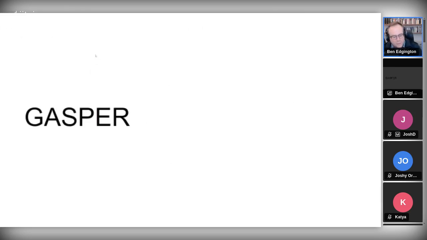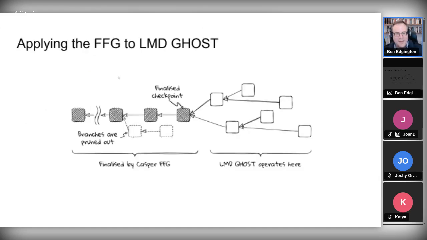Okay, so we've got these two. We've got this consensus mechanism, LMD Ghost, the fork choice rule, and we've got this finality gadget. How do we put them together? This is Gasper, inelegantly named. And basically, it looks like this. We have our usual blockchain, a block tree going from left to right. The first part of it is finalized by Gasper FFG. So we have a finalized checkpoint. Everything before that checkpoint is guaranteed to be linear. We have one canonical chain and a very nice clean history. Any branches off that chain have been pruned out and are lost in the mists of time.